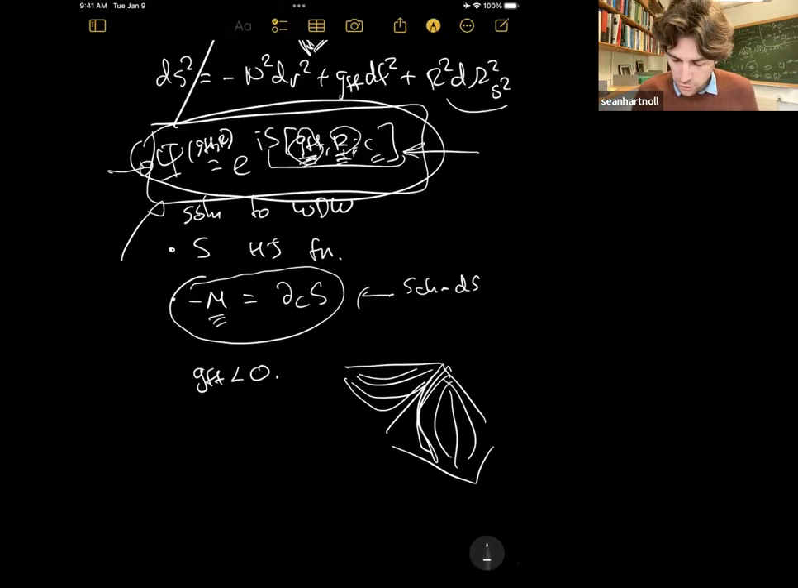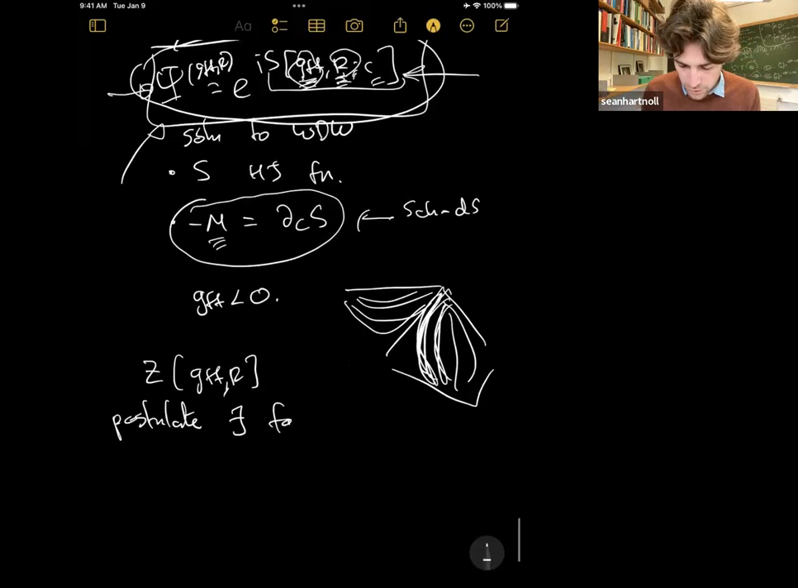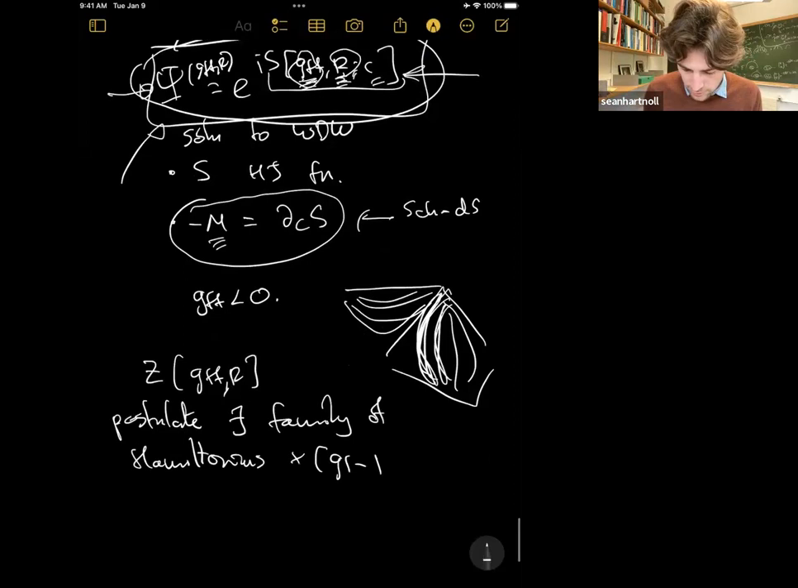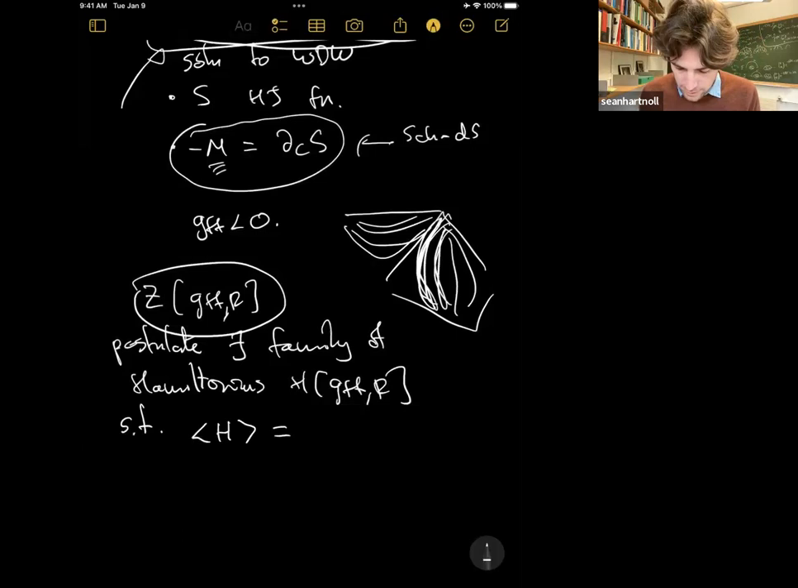Actually, it's a family of partition functions, because they're labeled by GTT and R. For every GTT and R, you get a partition function. So postulate that there exists a family of Hamiltonians, H of GTT and R, such that the expectation value of the Hamiltonian is dS/dC, actually the minus, where this is minus d log Z dC. Okay, so let me just unpack that.